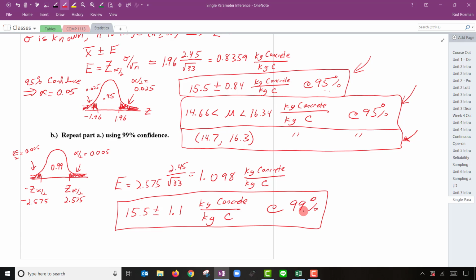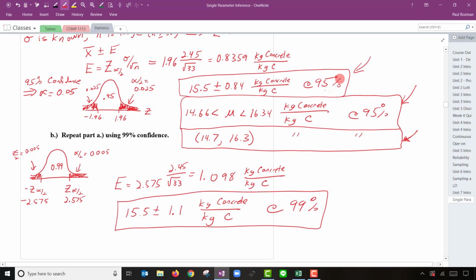You might be willing to accept 80% confidence intervals, for example. But in most very well-controlled scientific experiments, we would use 95 or 99.